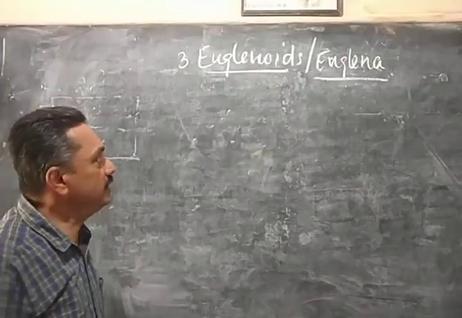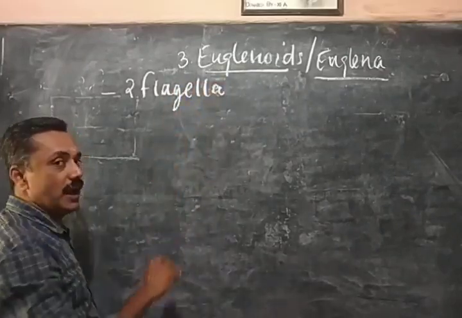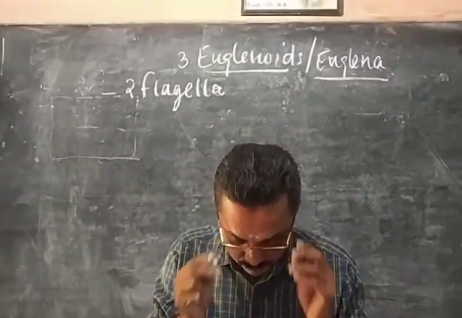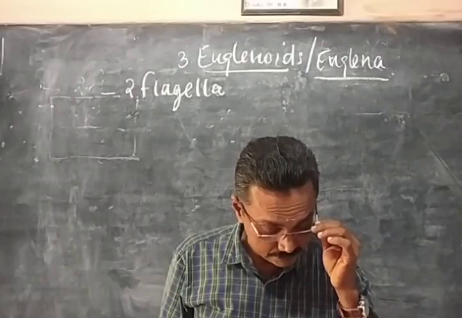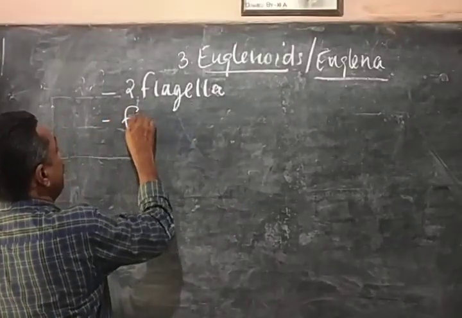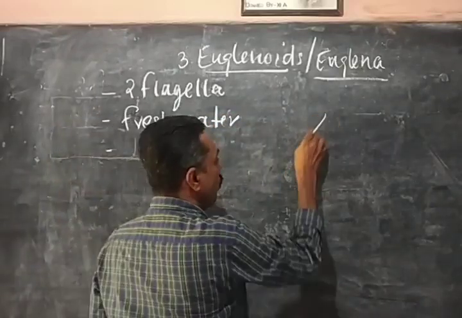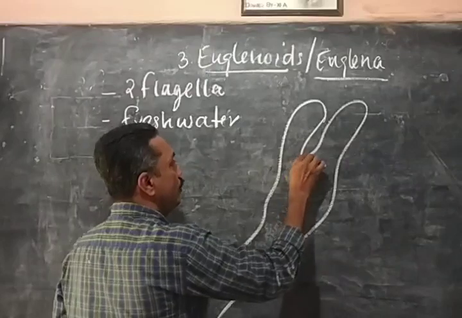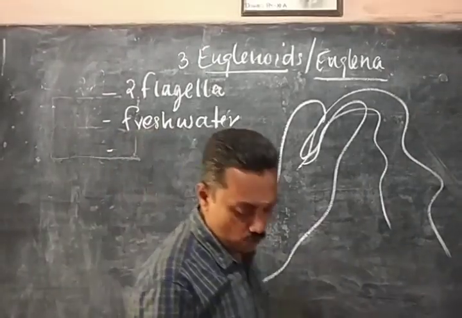These euglenoids have two flagella, and they are moving by flagella. Euglena-like organisms are called euglenoids. Most of them are freshwater organisms, living in ponds and the like. Euglena-like organisms with two flagella present are called euglenoids.